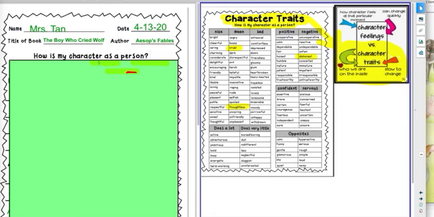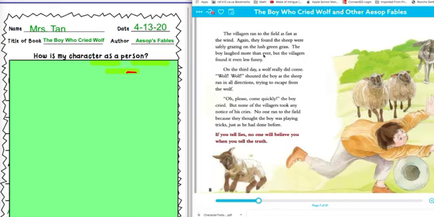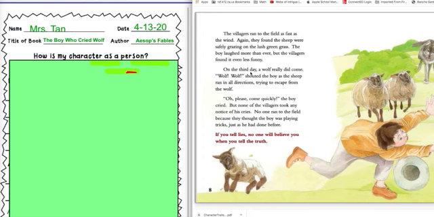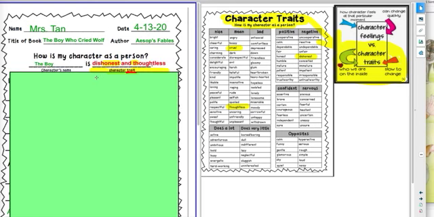So let's take a look. Which one do you think? And remember, the word that you choose, you need to find the evidence in the story that shows that he displayed that character trait. All right, so many of you chose the words dishonest or thoughtless. Maybe some of you even chose cruel.